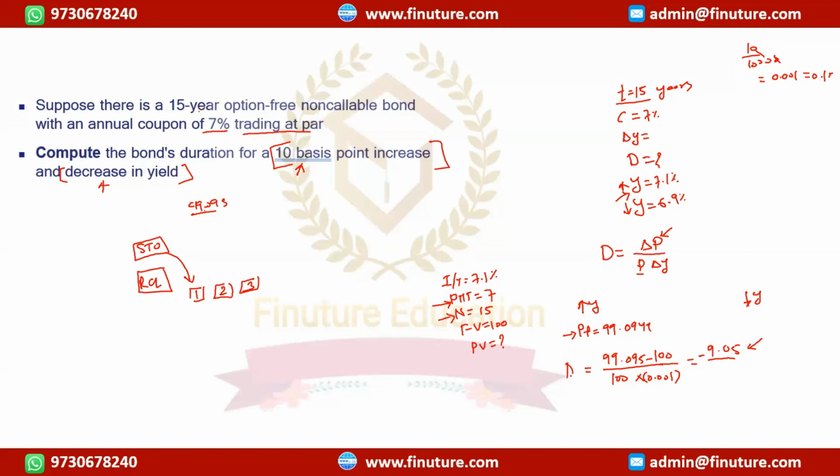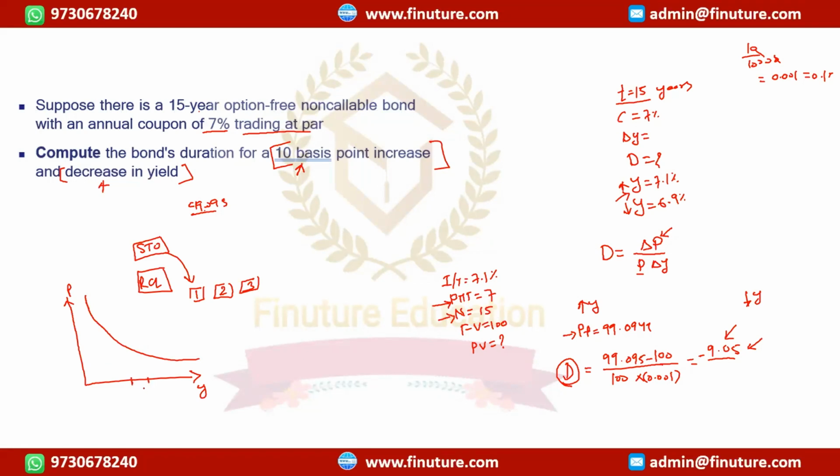And what does this negative sign signify? It signifies there is an inverse relation between the price of a bond and the interest rate. So your duration would always be negative because if you recollect, your price-yield relationship of the bond is like this.